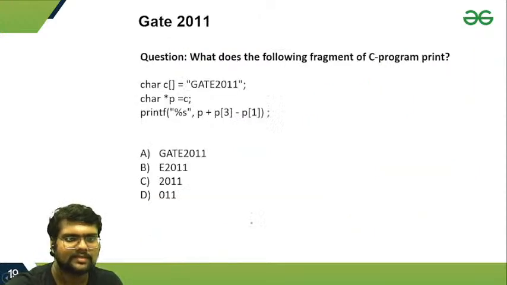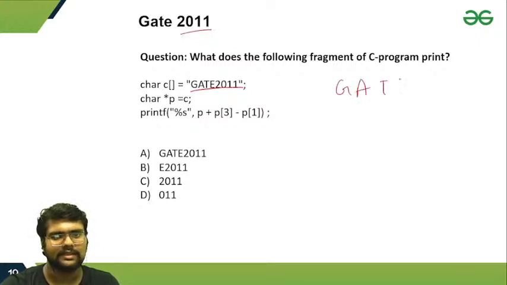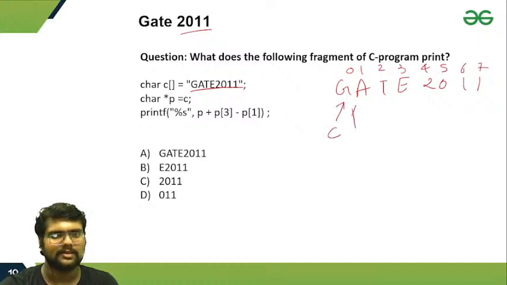Let's do one more question. It was asked in GATE 2011. So we have the string, with positions 0 1 2 3 4 5 6 7. C is pointed to by this, P is also pointed to by this, and now we have P of 3. So P of 3 is this E. Then P of 1.